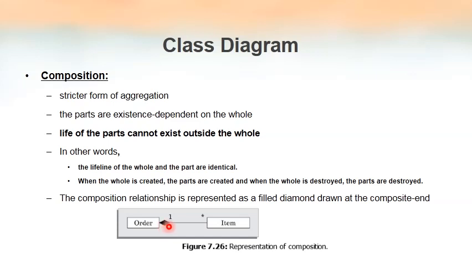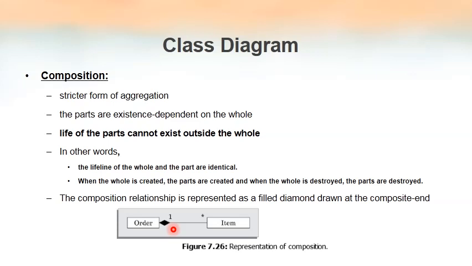So here the life of an order depends upon the number of items. If we cancel the entire order, it means these items cannot exist. I hope you understood. So such kinds of relationships will be determined or represented by composition.